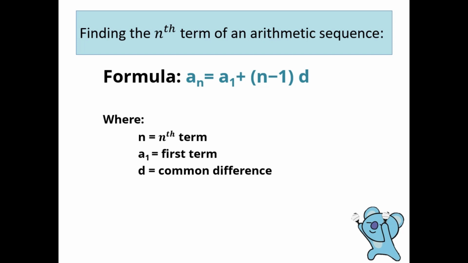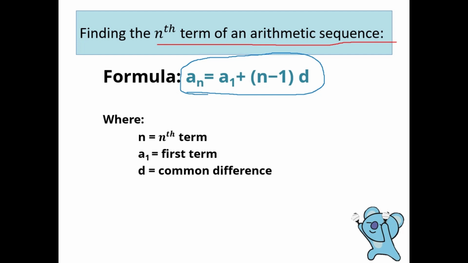And we have it here, the formula in finding the nth term of an arithmetic sequence. I wanted to tell everyone to please take note of the formula, which is a sub n is equal to a sub 1 plus the quantity n minus 1 times d. And then we have it here, the legend: n represents the nth term, a sub 1 represents the first term, and d represents the common difference for the given set of sequences.